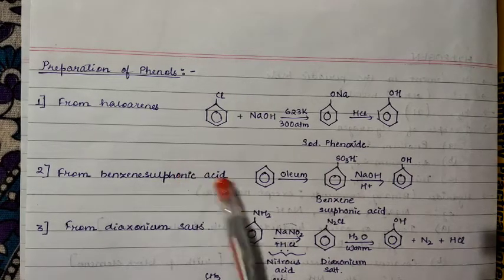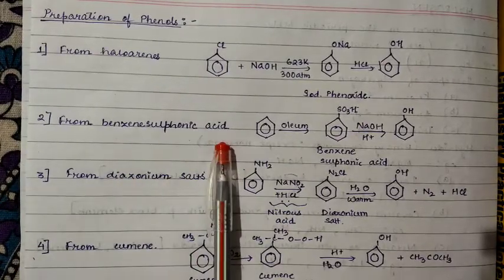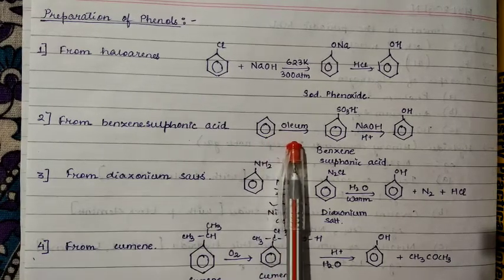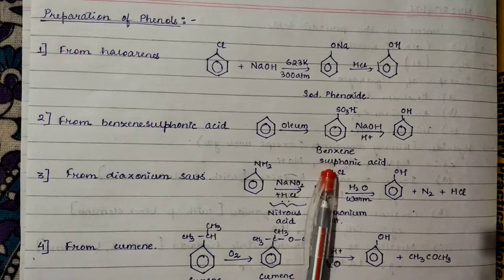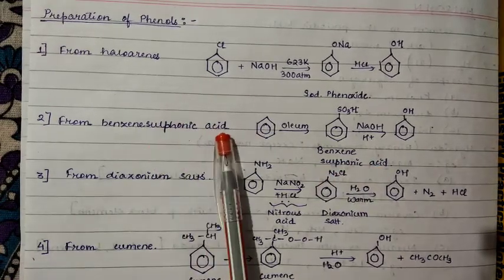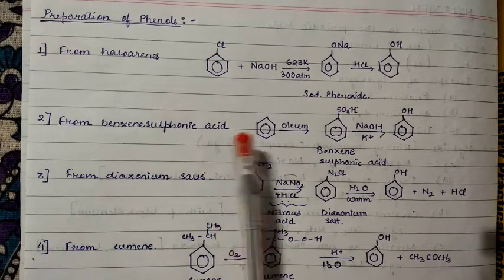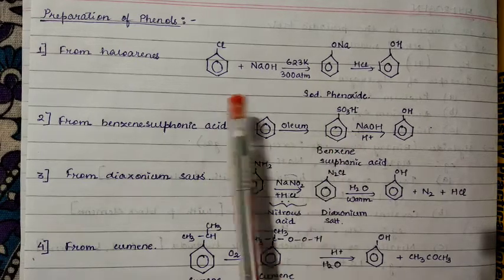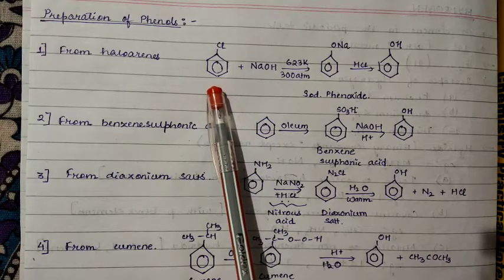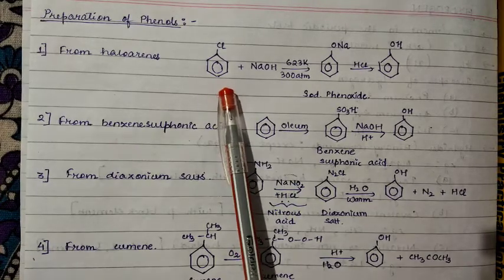The second reaction is from benzene sulfonic acid. Okay, so this is a benzene where you have to use oleum in order to produce the benzene sulfonic acid. So here we have written benzene sulfonic acid, but actually we have to prepare the benzene sulfonic acid. Okay, then only you will get the phenol. Same here also: first you have to prepare the chlorobenzene from benzene, which is not shown here, but you have to prepare it, and then only you can go on with the reaction.